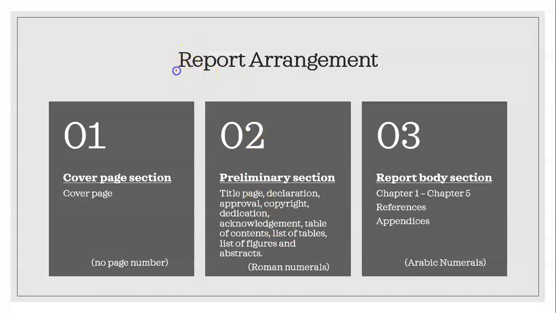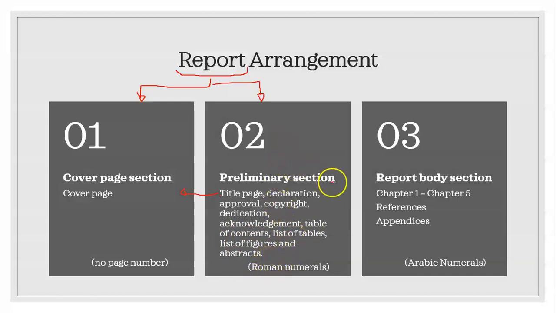So normally the report is divided into 3 sections. The first section is the cover page section. There's only a cover page, that's all, one page. The cover page has no page number. Then the second section we call the preliminary section. It consists of the title page. It just looks like a cover page, but it's not a cover page. It's a title page, a declaration page, approval page, copyright, dedication, acknowledgement, table of contents, list of tables, list of figures, or maybe a list of index whatsoever, and lastly abstract, and also abstract in Bahasa.